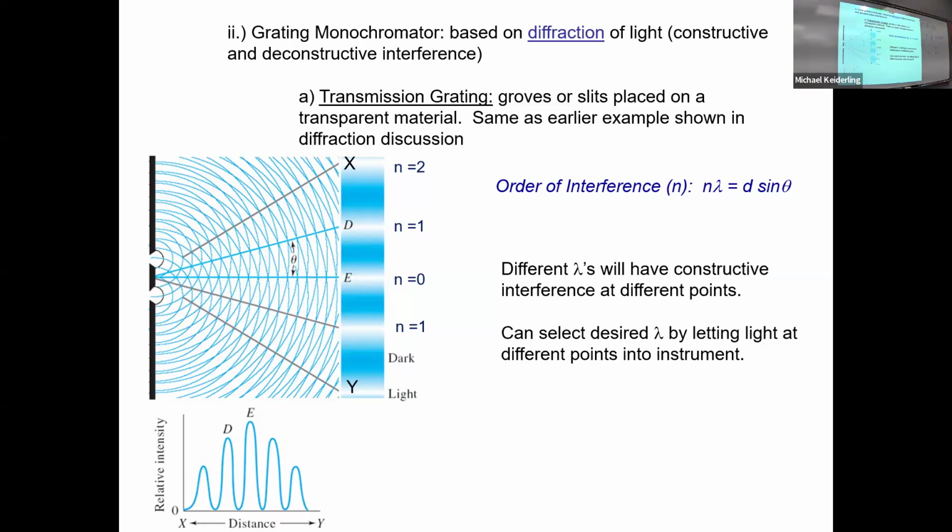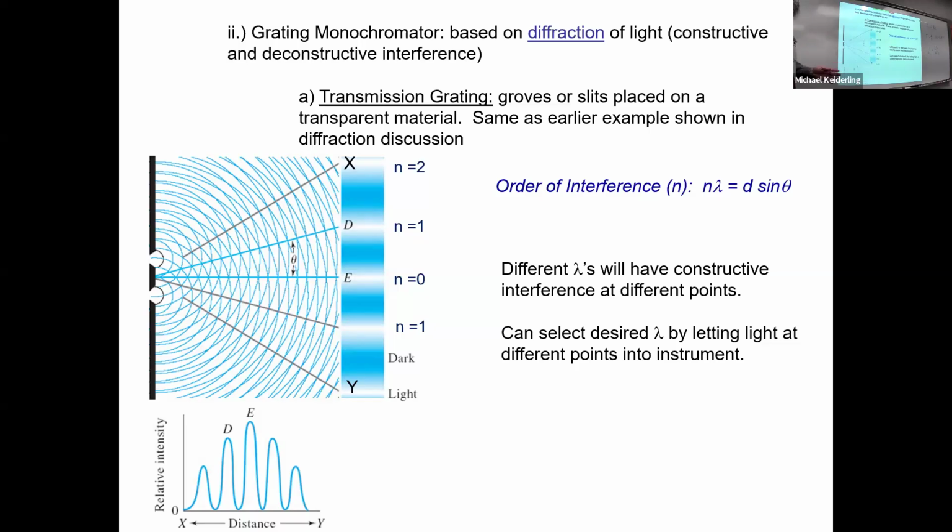You get interference patterns. Different wavelengths will have this constructive interference at different points. And you can select the desired wavelength by letting light at different points into the instrument. Basically, you have a movable slit, or generally, I think you rotate the diffraction grating. And so you can have that as a transmission grating.